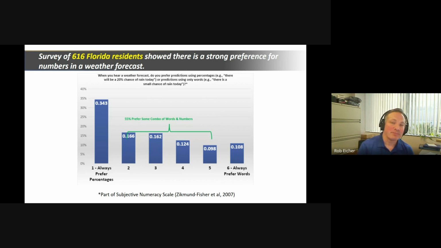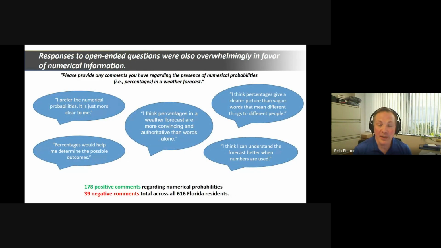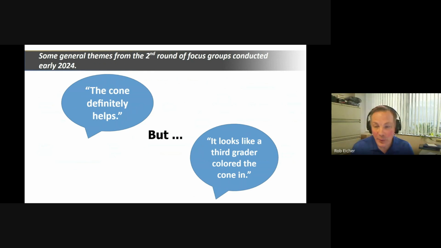And next slide, please. And when we asked them, do you have any comments about the presence of probability information in a weather forecast? The comments were overwhelmingly positive. We asked our undergraduate research assistant, who was blind to what we were doing, to code these and tell us any comments that were overall in favor and any comments that were overall not in favor of using percentages. And overwhelmingly, the comments were positive. And these were just some of the comments that we got from the survey participants. Next slide, please.